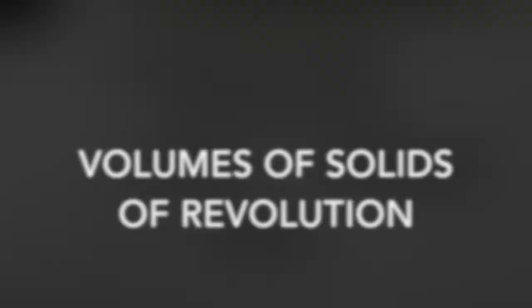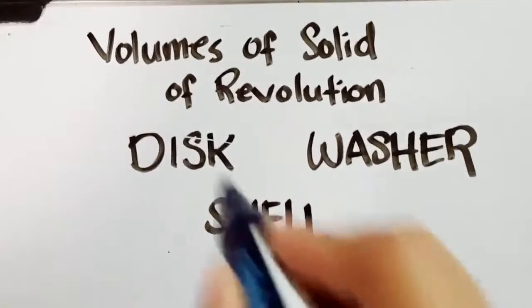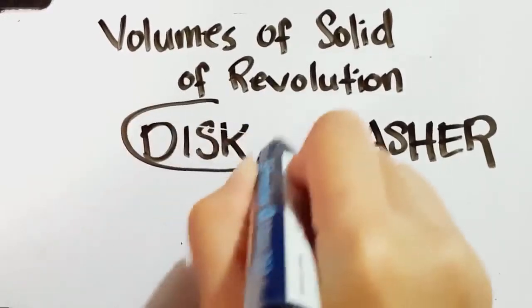So, for today's lecture, we will be tackling the volumes of solids of revolution, or the method of rings. There are actually three methods: disk method, washer method, and the shell method. But for this video, we will only tackle the disk method. So, before we begin, let's define some terms.